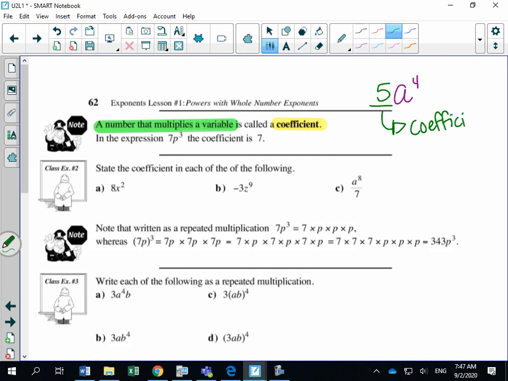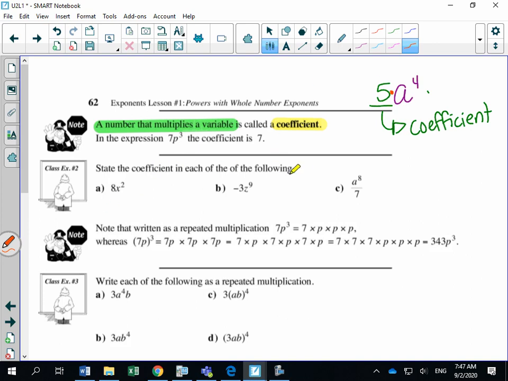And what it basically is, you could read it in one of two different ways: 5a to the power of 4, or really what this is, 5 times, so I'll put my little multiplication, 5 times a to the power of 4. Okay?